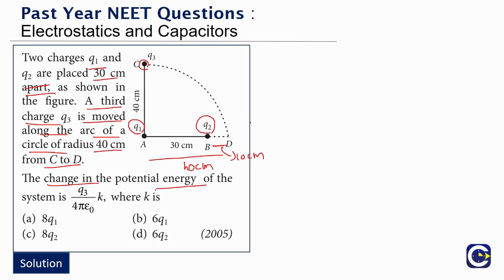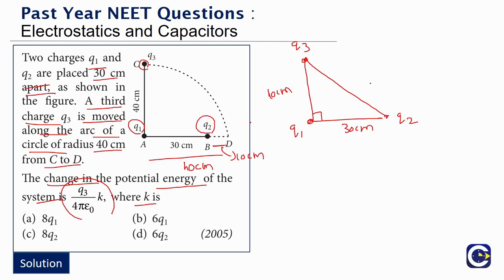The change in potential energy of the system is Q by 3 4 pi epsilon naught into K. So here we have to tell what is the value of this K. What do you mean by the change in potential energy? If you look at the initial arrangement, Q3 is here, Q1 is here, and then Q2 is here. It's a combination of three charges. This is 40 centimeters, this is 30 centimeters. So this is a right angle triangle. The hypotenuse will be 50 centimeters. Height is 40 and base is 30, so the hypotenuse is the root of base square plus height square, that will be 50 centimeters.